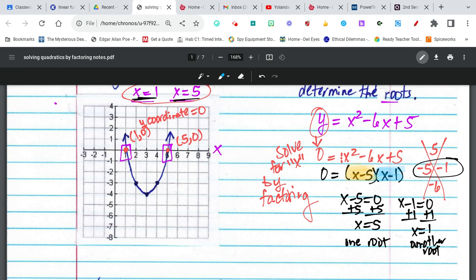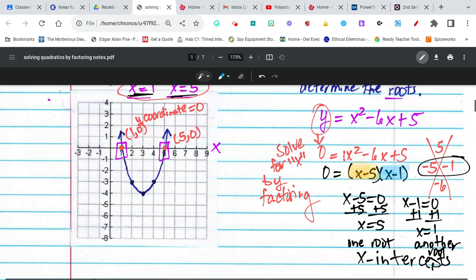Okay, another root. Let me make that look a little better. Now, you won't always have two roots or two x-intercepts. These are x-intercepts. When I say roots, guys, I'm talking about where my graph will touch the x-axis, which are my x-intercepts. You won't always have two. Sometimes you'll just have one.